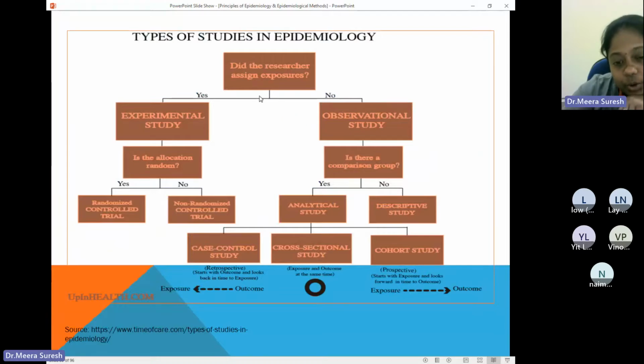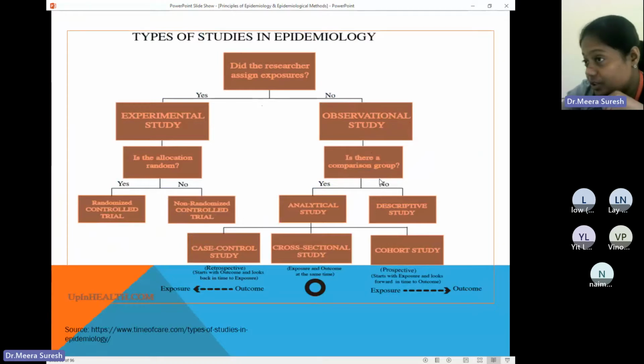Yeah, so now we go to this flow chart, which I didn't explain last class. You can see the researcher has assigned the exposures, or decided to learn about the exposure and the outcome, the causal relationship. If he is not interfering, that becomes an observational study. And for an observational study, the next question in the flow chart is whether there is a comparison group. If there is no comparison group, it will be a descriptive study.